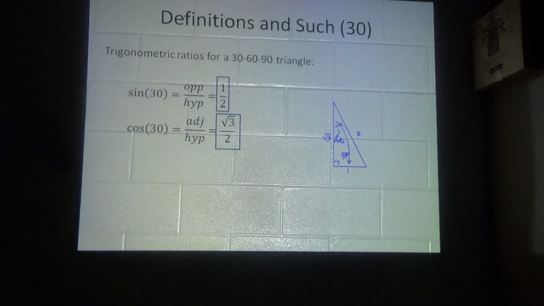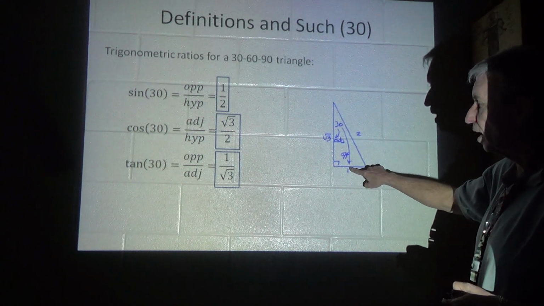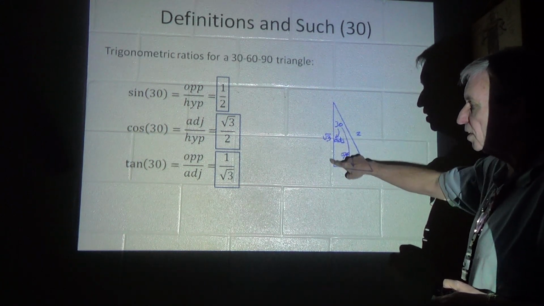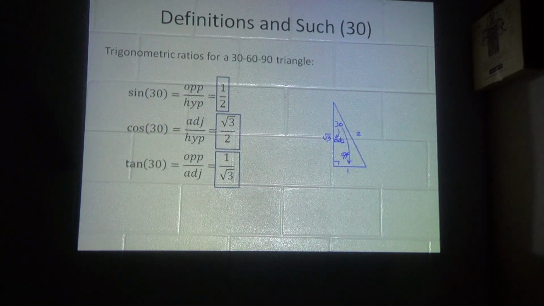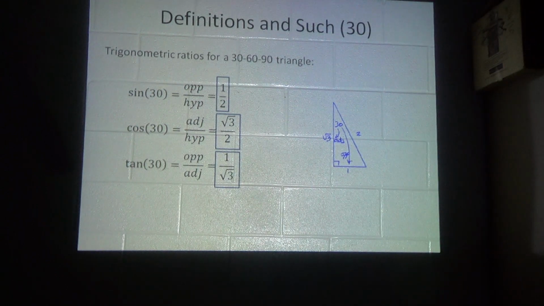So the tangent of 30 degrees is the only one we're left to find. The tangent is always the opposite leg over the adjacent leg, which is the definition for every angle. In this case, what we have is 1 divided by the square root of 3.